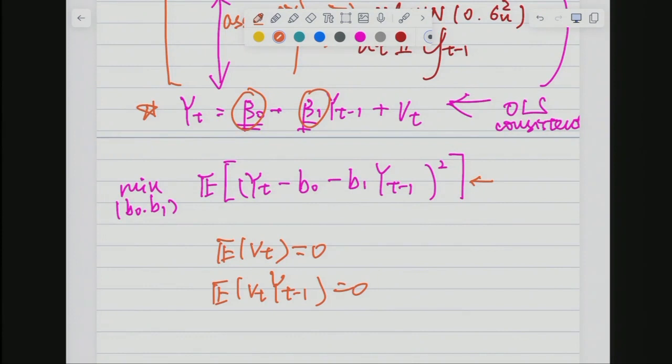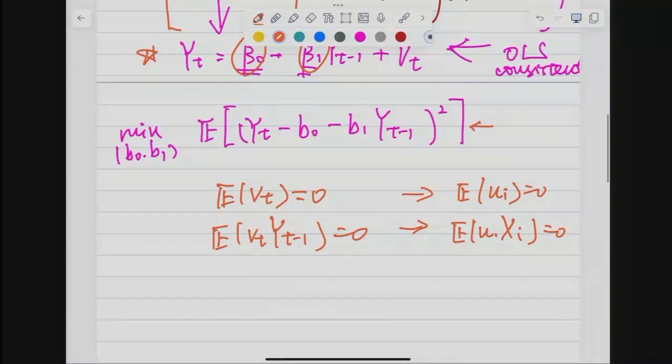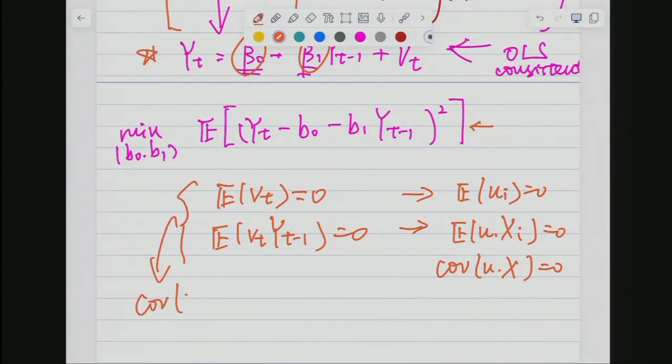Remember in the cross-sectional case, we always have that the expected value of ui is 0, and that the expected value of u times x is 0, which sort of gives us that the covariance between u and x is 0, they are always uncorrelated. That's something mechanical. It's not an assumption. That's the consequence from solving the best linear prediction problem. And same here, we'll have that the covariance between u and yt minus 1 always being 0. These are mechanical properties.